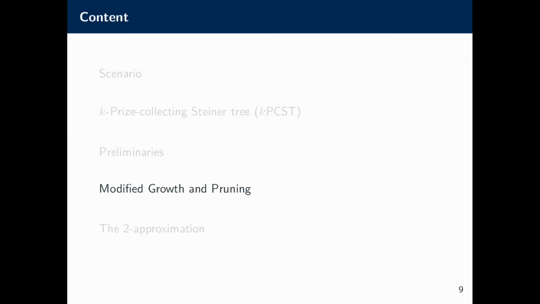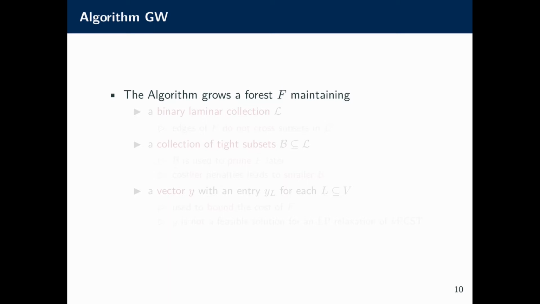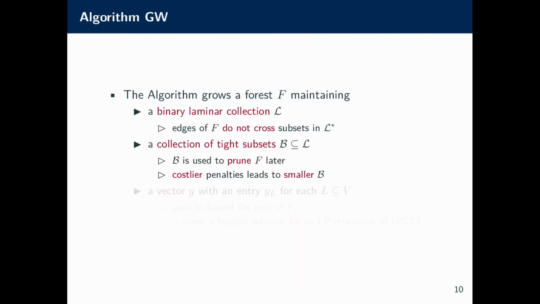Firstly, we briefly present a primal-dual scheme that is very similar to the one by Goemans and Williamson. The algorithm grows a forest F maintaining a binary laminar collection calligraphic L, such that edges of F never cross subsets in calligraphic L star. It also maintains a collection of tight subsets B, which is used to prune F at a later stage. In the algorithm, costlier penalties lead to fewer subsets being included in B.